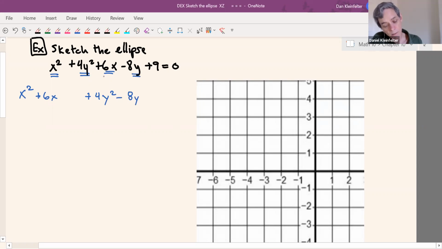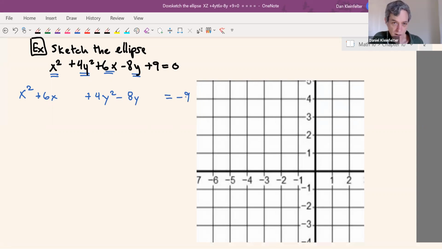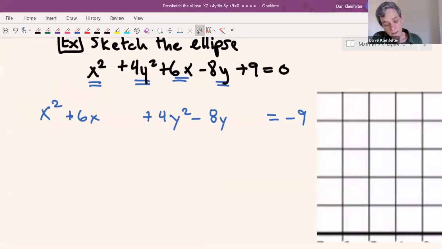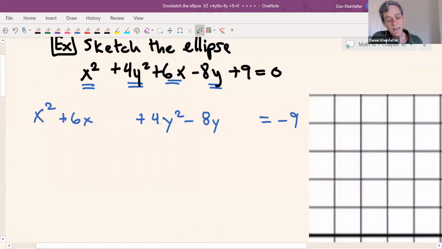And then let me put that plus 9 over to the other side as a minus 9. Okay, all right, so all I've done is physically move things around. I keep the x terms with the x terms and the y terms with the y terms. Okay, so now we're going to want to complete the square on this thing, so let's do that.